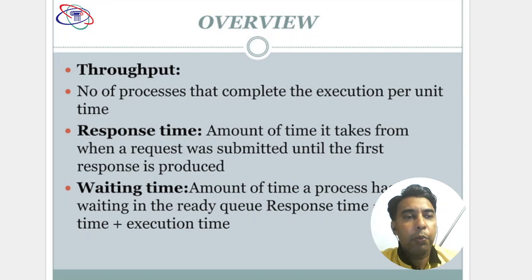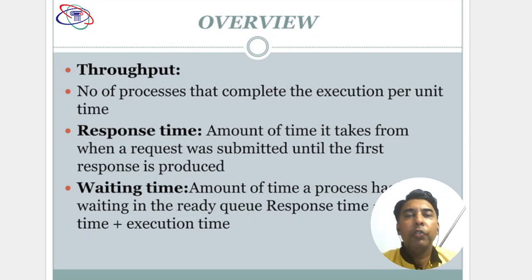The second term is response time. What is the response time? It is the amount of time it takes from when a request was submitted until the first response is produced or generated. The next term is waiting time. What is waiting time? It is the amount of time a process has been waiting in the ready queue. If you want to calculate it, the response time is equal to the addition of waiting time and the execution time of any process.